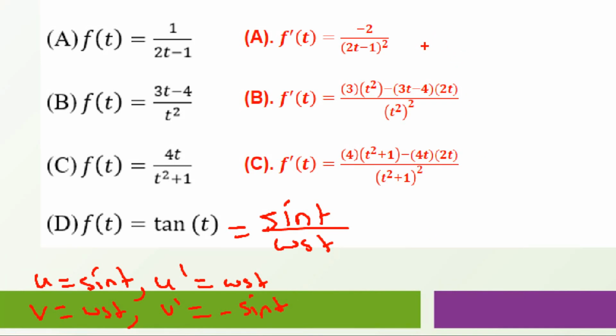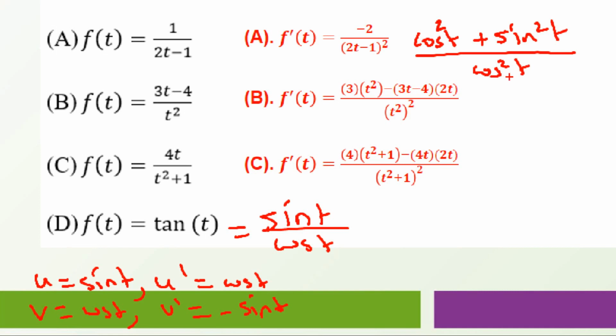So that would be u prime multiplied by v, so cosine t multiplied by cosine t, that would be cosine square, minus uv prime. So we have a minus with a minus, that would be plus sine square over v square, which is cosine square t.